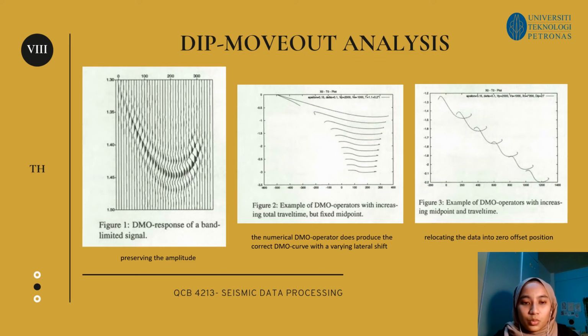Proceeding, we can see in this figure, figure 1 is a DMO response of a band limited signal, where the amplitude is preserved. The second figure is an example of the DMO operators with increasing total travel time, but with a fixed midpoint. The numerical DMO operator does not produce the correct DMO curve with a varying lateral shift. However, in figure 3, there is an example of DMO operators with increasing midpoint and travel time. The data is relocated into a zero offset position.